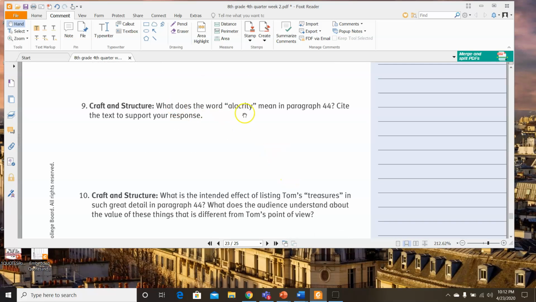On number 9, it says, what does the word alacrity mean in paragraph 44? Cite the text to support your response. Like before, I would look up the meaning first and then find words in that paragraph that justify that meaning.